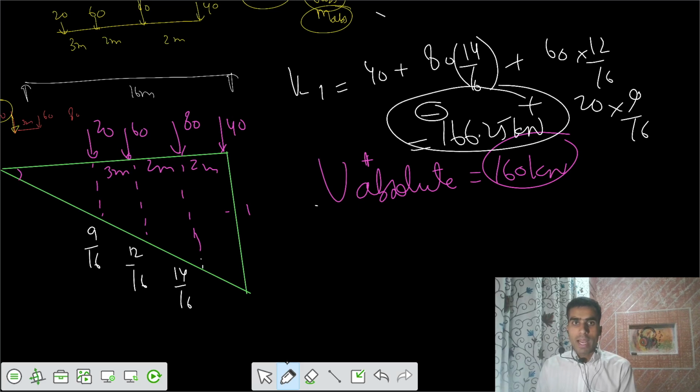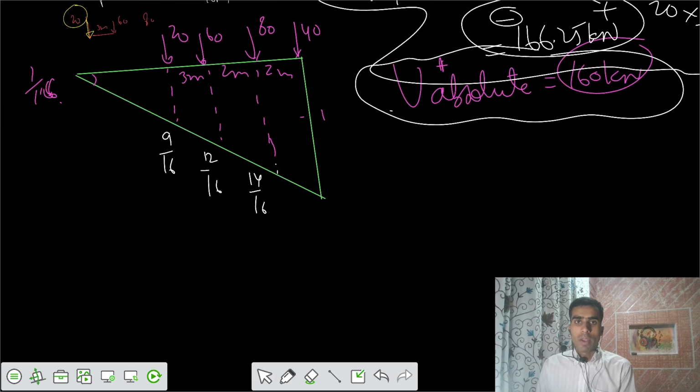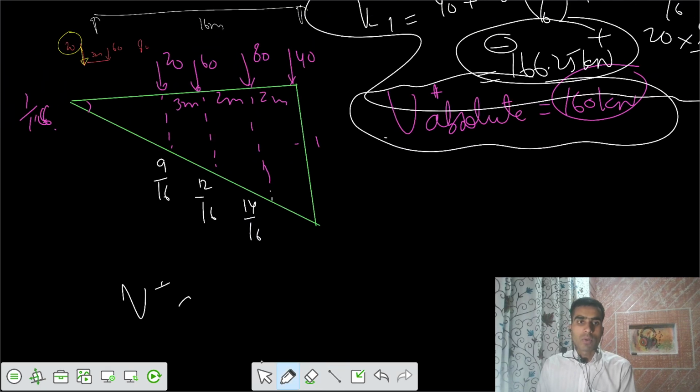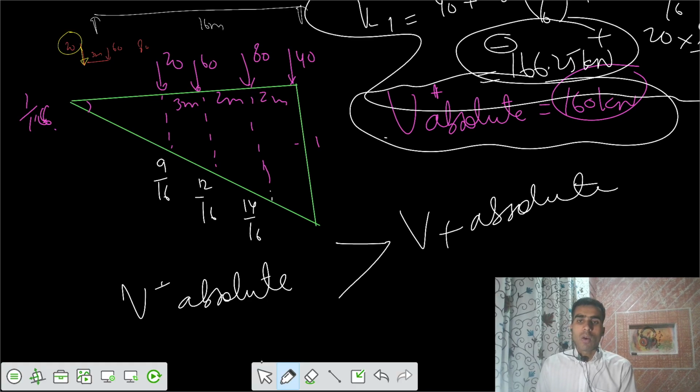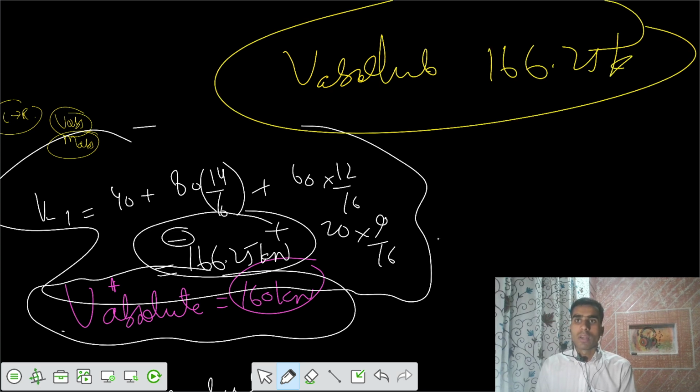So if I compare that value with respect to this positive one, I would say V negative absolute is more with respect to V positive absolute. So finally, what is the absolute value we can have? Final absolute value: V absolute would be equal to 166.25 kilonewton.